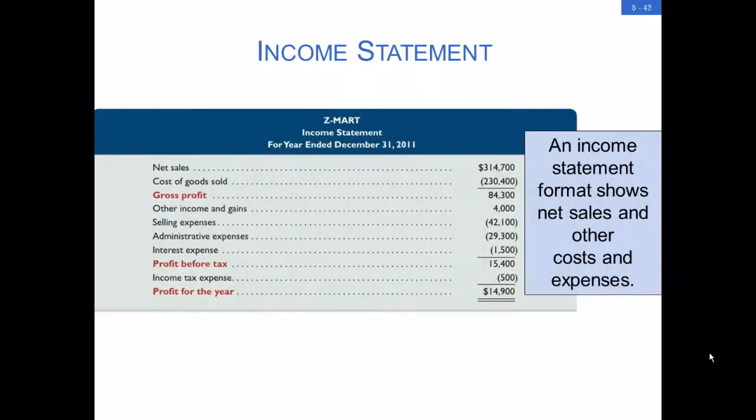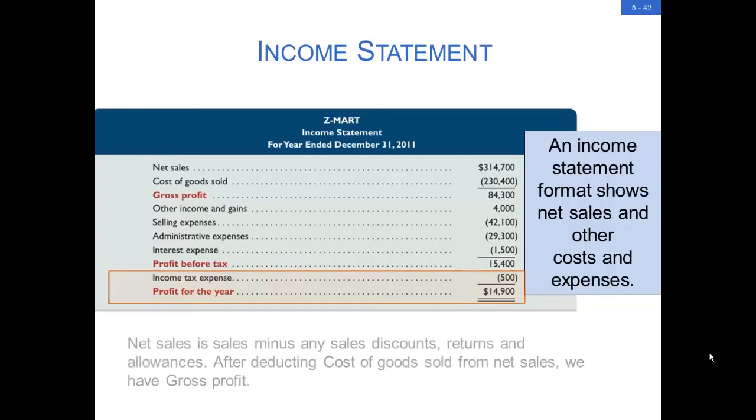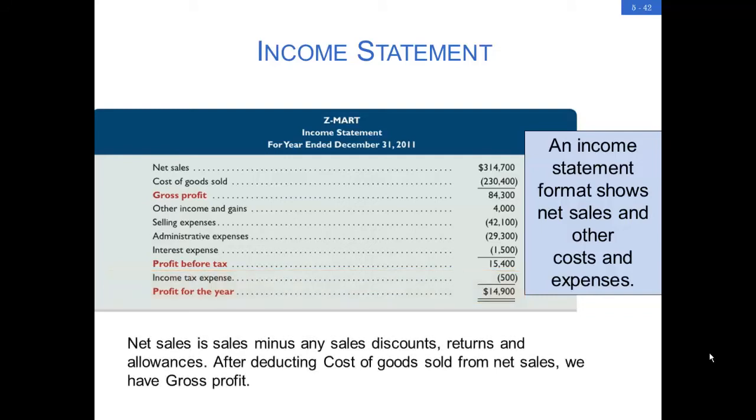In the income statement of a merchandiser, there are three main parts. Gross profit, determined by net sales less cost of goods sold. Profit before tax, determined by gross profit less other expenses. And profit after tax, or net income. Net sales is sales minus any sales discounts and sales returns and allowances. After deducting cost of goods sold from net sales, we have gross profit.